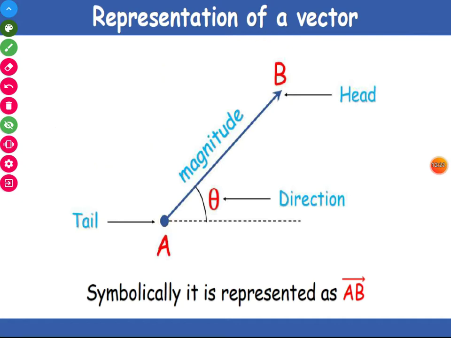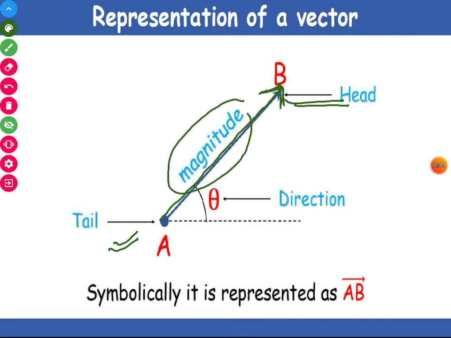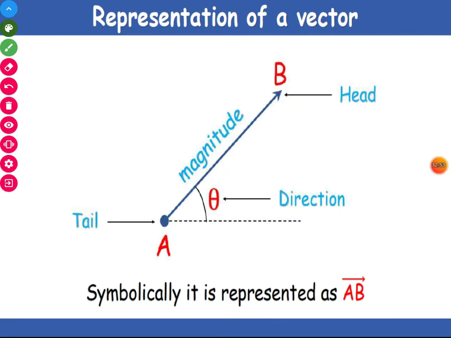So how can you represent it? See here, vector AB is represented here. A is the tail here, and B is the head. It represents the direction. And the length of this AB represents the magnitude of the vector, and the angle from the x-axis represents the direction. So it can be anywhere in space. It may be in 2D space, it may be in 3D space.